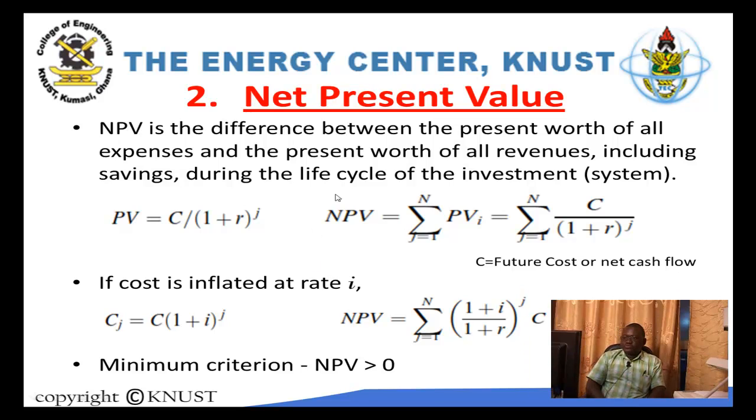I'll move on to the net present value. This one is mostly used. It is the difference between the time series of all cash outflow, the costs involved, and the cash inflow, that's the revenue you're making. When you sum up the series of these two, you find a difference between the two. It gives you a net present value.